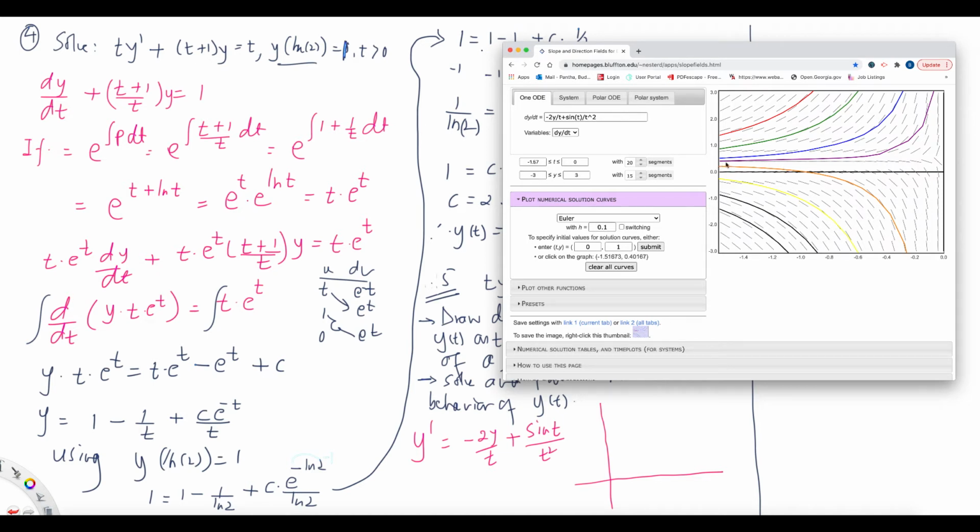So what I want to do is, I want to do a little bit of work and then zoom in near that.